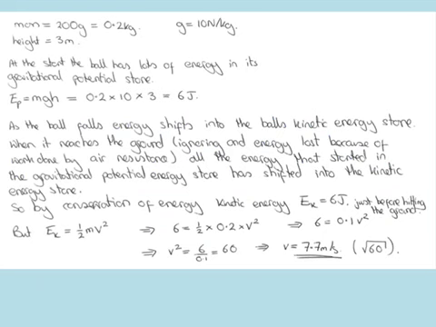Here is the solution for that first example, where the key idea is you calculate the energy at the start as gravitational potential, which gives you 6 joules, and that then shifts into the kinetic energy at the end. So the kinetic energy at the end is 6 joules, and then we put that 6 joules equal to a half mv squared, substitute the numbers and rearrange, which will give us that the speed is 7.7 meters per second.